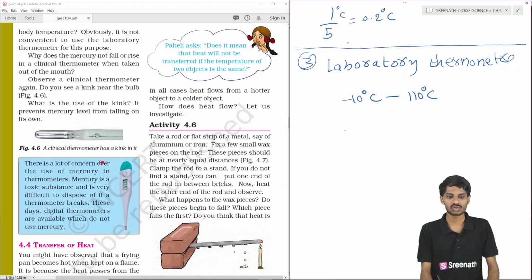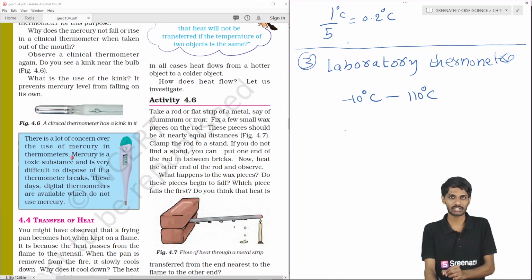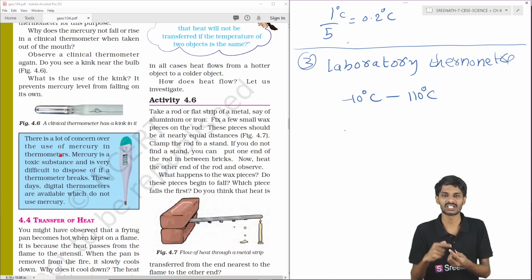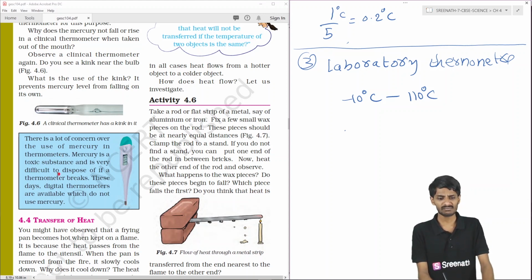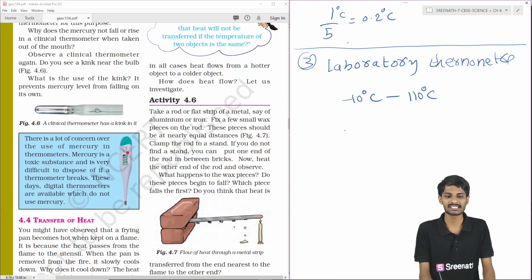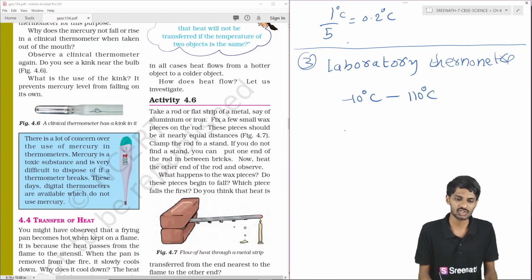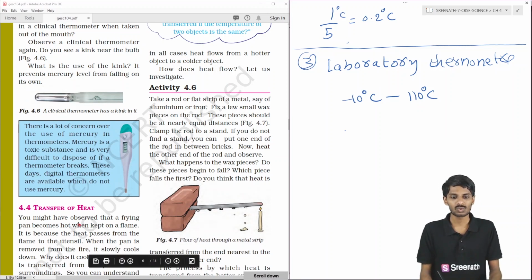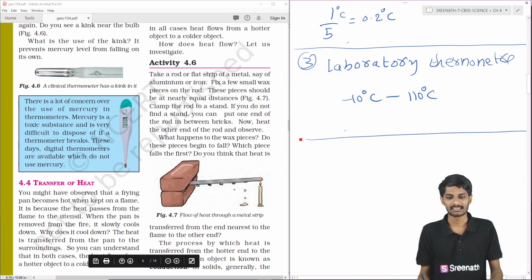Okay, so nowadays, students, due to the toxicity of mercury, in the clinical thermometers and in the laboratory thermometers, what rises and falls is mercury, and that mercury is a liquid and somewhat toxic substance. So that's why nowadays we are using digital thermometers, students. These are lookalikes, and they readily give the temperature on the digital display, so no problem of looking after mercury.